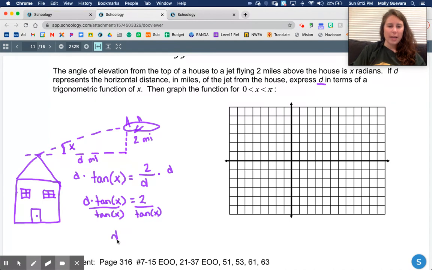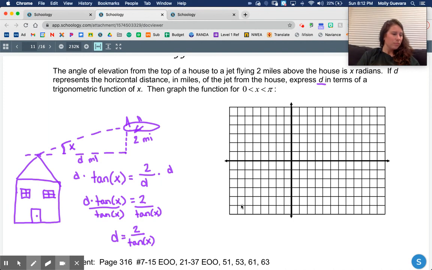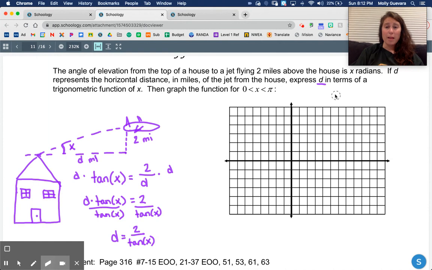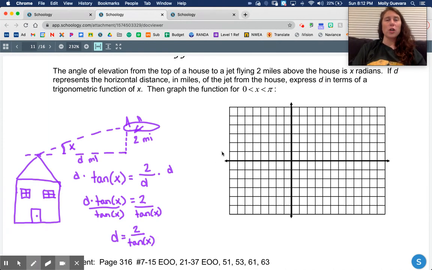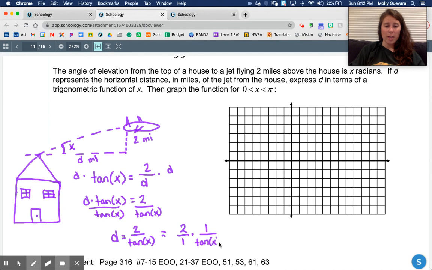Okay, so I get d is equal to 2 over tangent of x, which is awesome. So I express d in terms of a trig function, then graph it. Okay, so my thing here is that I don't know how to graph a trig function when it's in the denominator, right? It's down here in the bottom. So what I'm going to do is I'm going to kind of split this up. I'm going to say this is 2 over 1 times 1 over tangent of x.